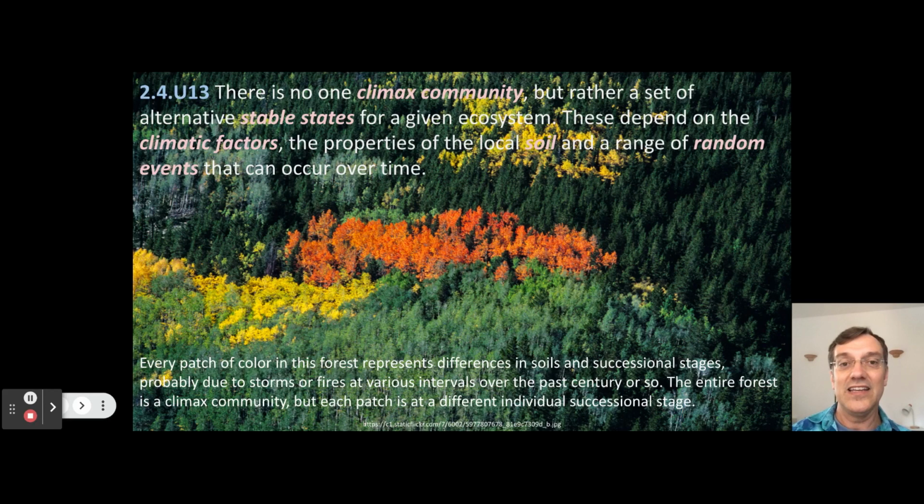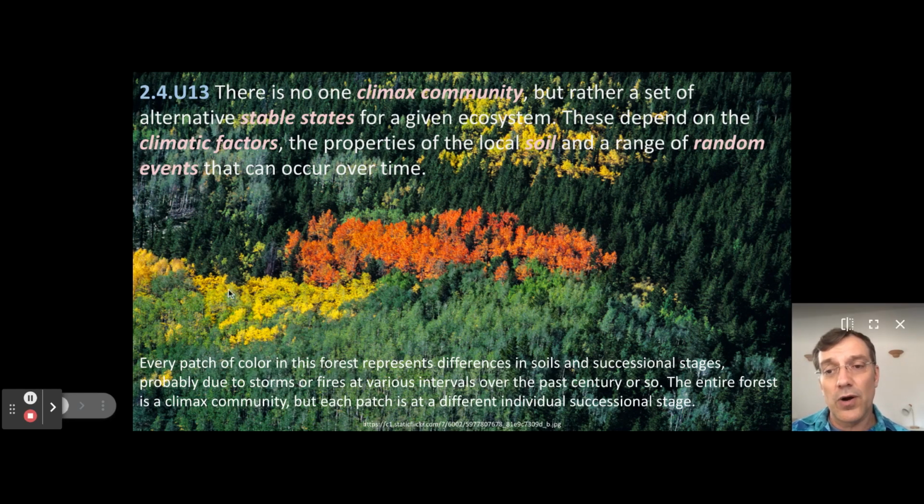There is no such thing as a single climax community. It's not a static equilibrium. A climax community is like a patchwork in the forest of multiple different mini communities, all in different stable states. And together, collectively over a larger area, they make up what we call the climax community.